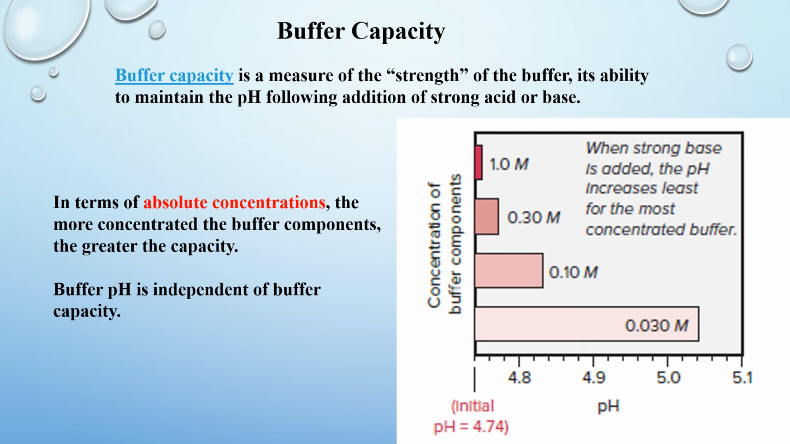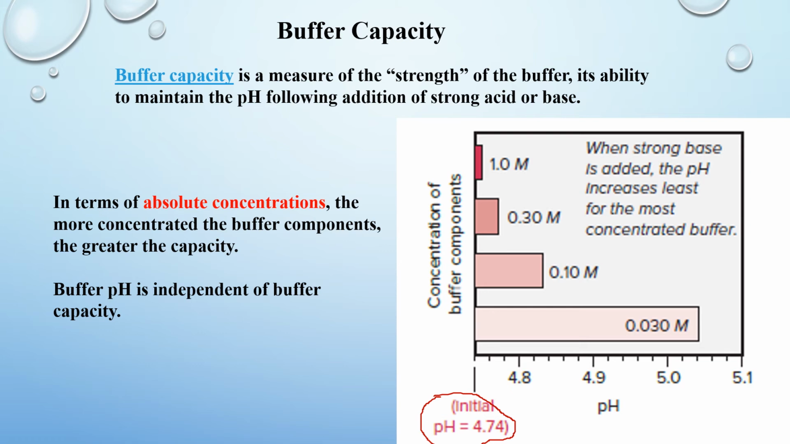Buffer capacity is a measure of the strength of a buffer, which is its ability to maintain the pH following the addition of strong acid and base. So basically, how long is this buffer going to resist a significant change of pH when you keep adding the acid and the base. So in this figure, we have an initial condition. We have a buffer that has an initial pH of 4.74.